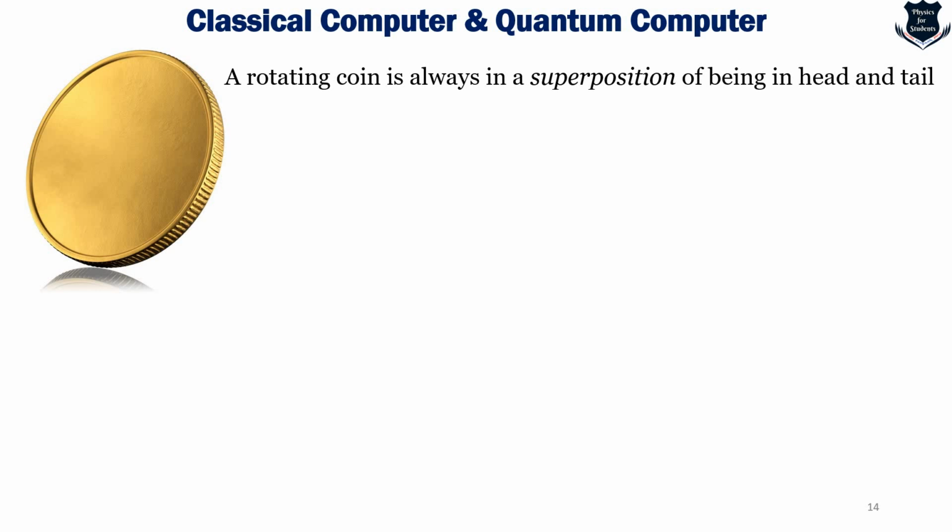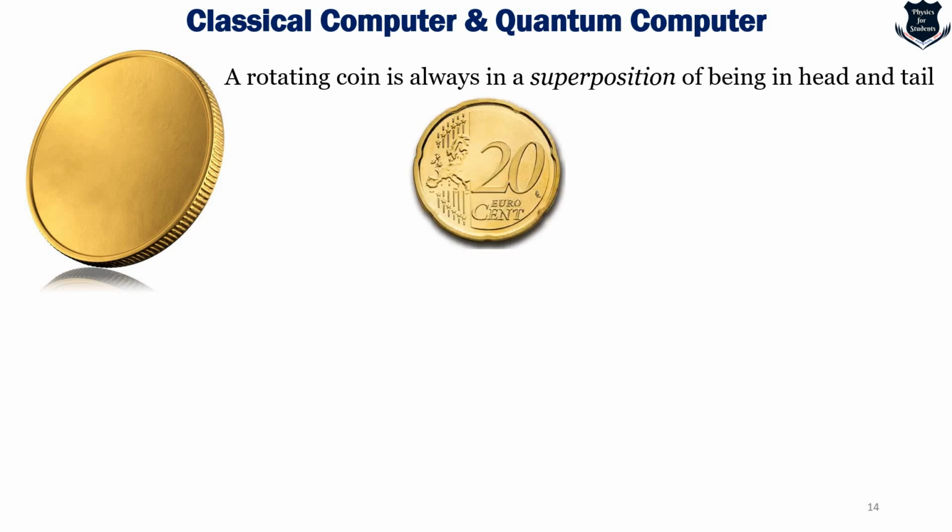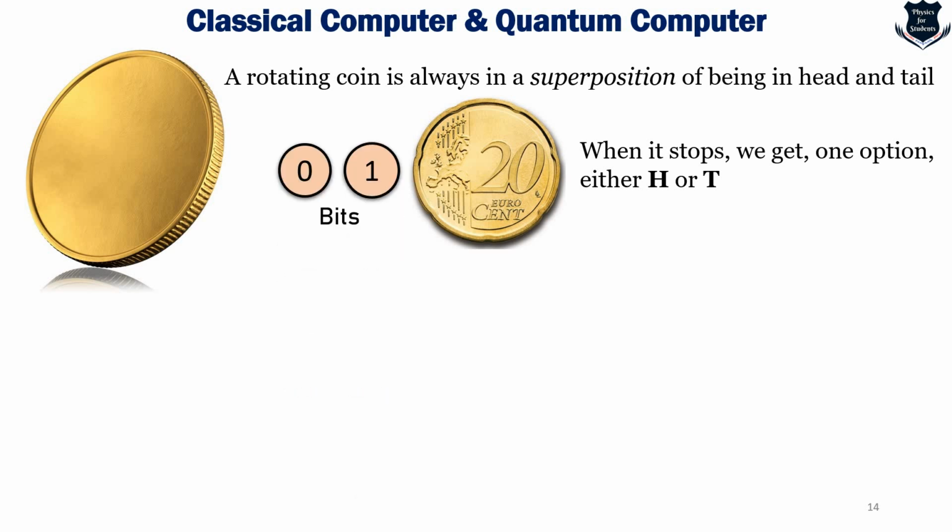Remember, until it is falling down, it is both in head and tail. Now, as soon as the coin falls down or reaches a state, it is either 0 or 1, or H and T, heads or tails. And this is exactly how the bits behave.